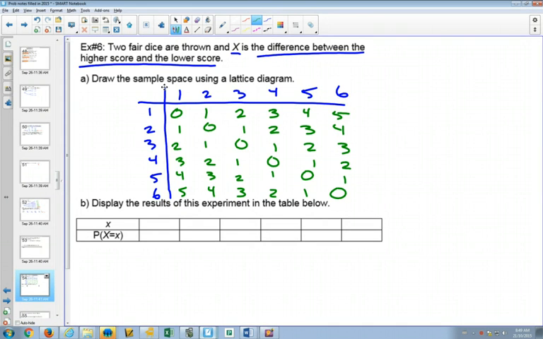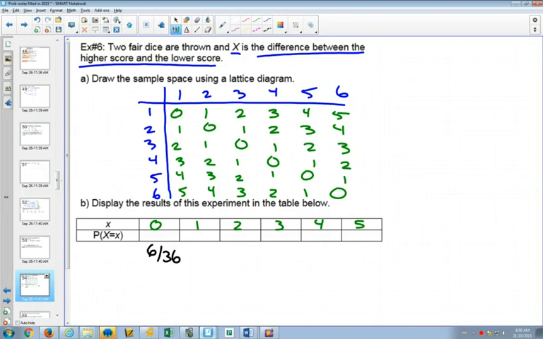So now our big X is the difference between the two. You could get a difference of 0, a difference of 1, a difference of 2, a difference of 3, a difference of 4, and a difference of 5. What are your chances of getting a difference of 0? Well, if we add them all up, 6 out of 36.